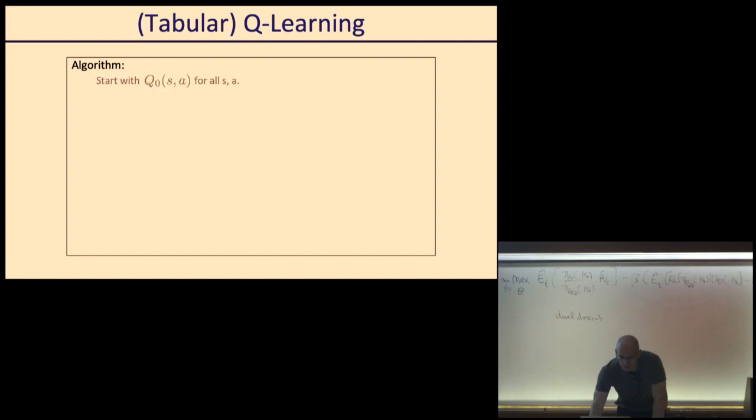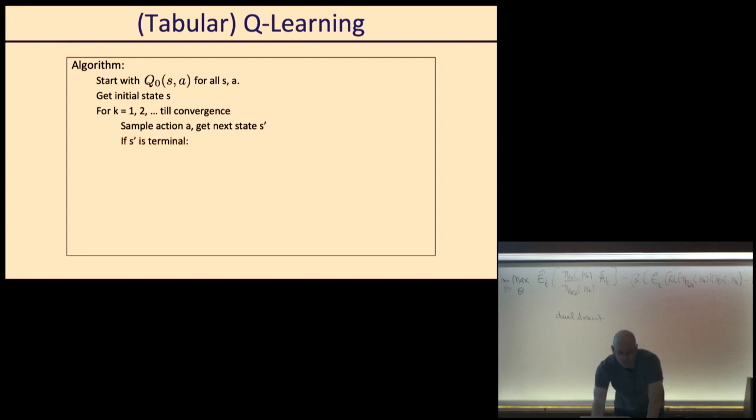Now, the full algorithm: you start with some Q0(s,a) for all states and actions. This is our initial Q values. It's just a big table with an entry for every state and every action that can be taken. Then you get an initial state in your MDP. And then you repeat. You sample your action, get the next state s prime. If it's a terminal state, well, then there's not going to be any Q values happening afterwards anymore. So then your target value is just the reward you got in that transition. That's it.